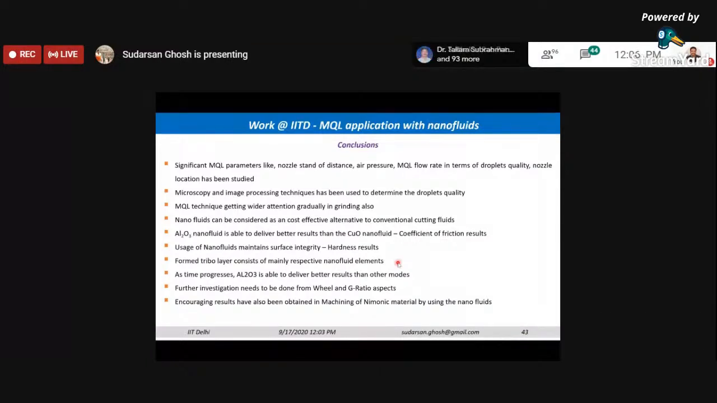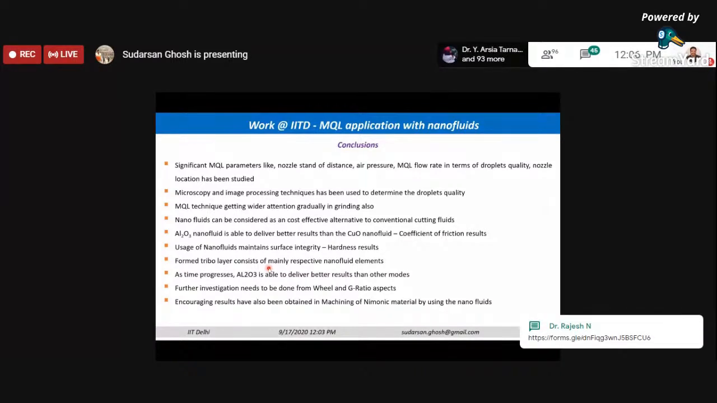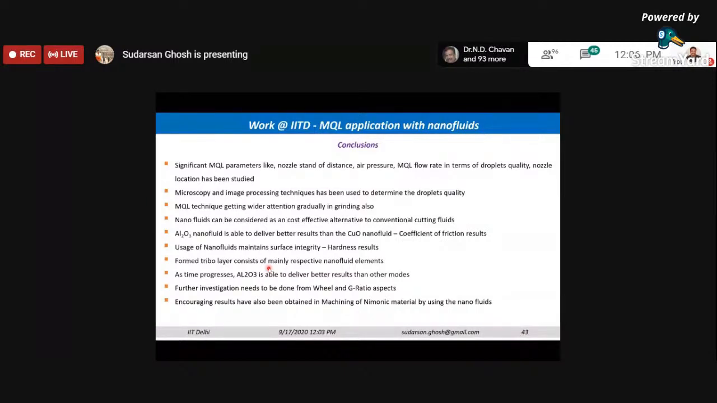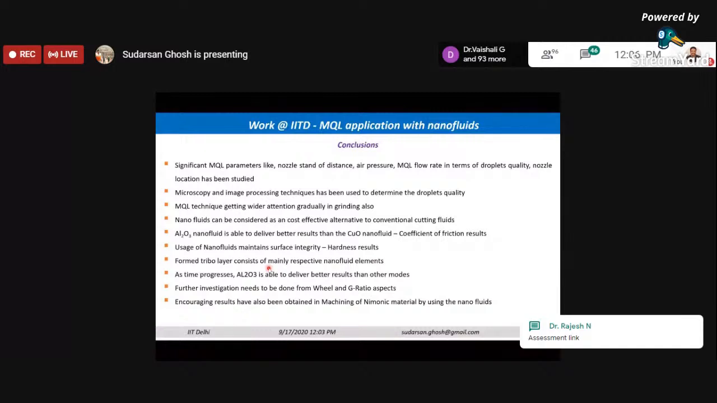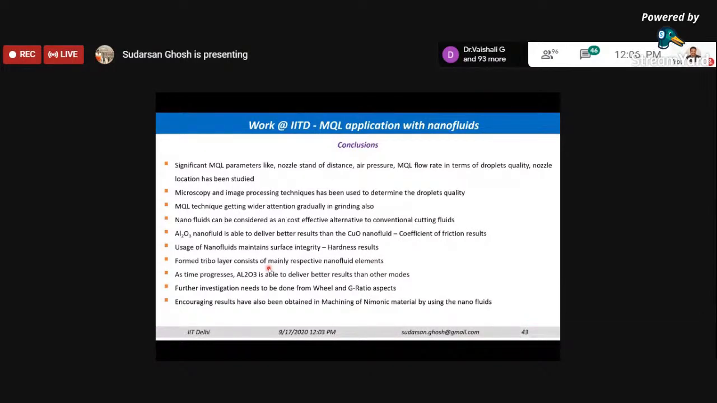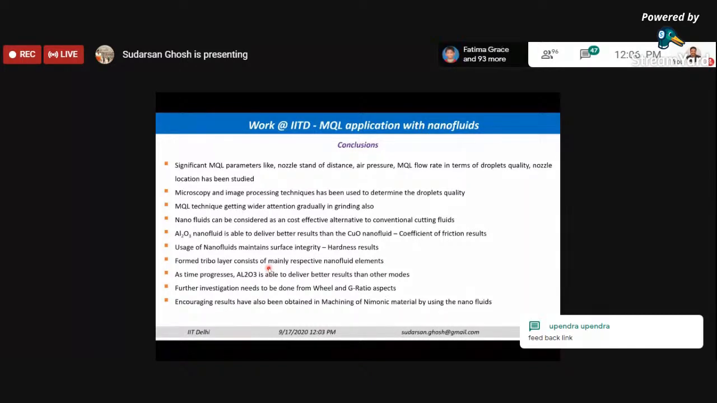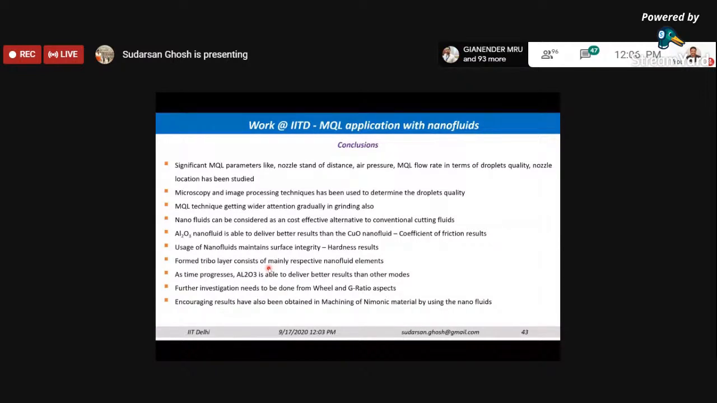So it can be very widely used. The nanofluids have been able to maintain surface integrity. That means the hardness results show. Of course, we could also do a residual stress calculation, and from that also we can conclude that usage of nanofluids will result in lower residual stresses. That part I have not shown you, but that part also we have done. We have calculated the residual stresses, and we have found that when you are using nanofluids, the residual stresses inside your work material are comparatively much lower.